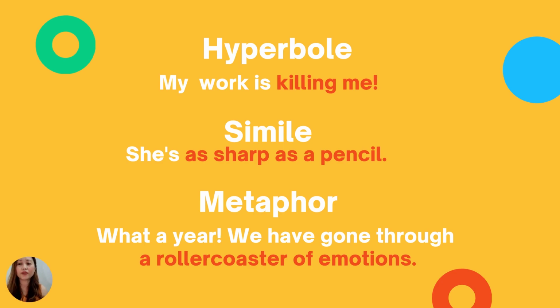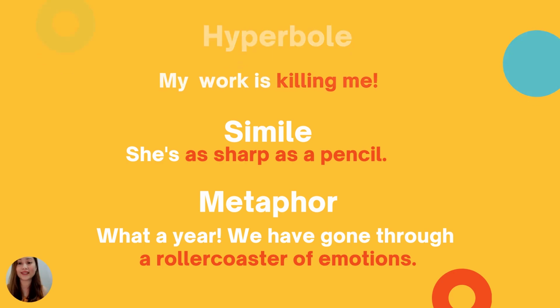Now, simile and metaphors are examples of figurative language. Simile actually uses words like "like" and "as." She's as sharp as a pencil, meaning she's really bright. And metaphor is saying that one thing is another. What a year, we've gone through a roller coaster of emotions. So in this sense, it creates a very exaggerated point of view or mental image for your readers or listeners.